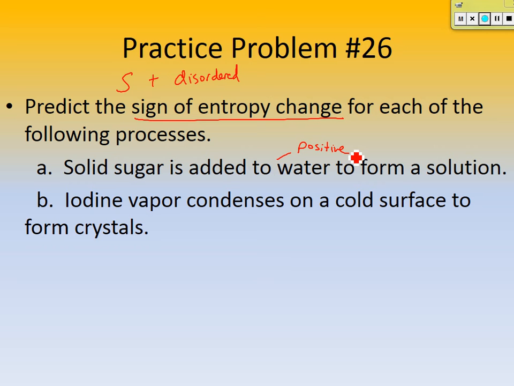Okay, what about B? Iodine vapor, which is a gas, condenses on a cold surface and actually forms crystals. Negative. Good. How come it's negative? Yeah, it's becoming more ordered. So S is negative. So always remember, entropy is disorder. If it's going to increase, it's got to get more disorder. If it's negative, it's getting more ordered.